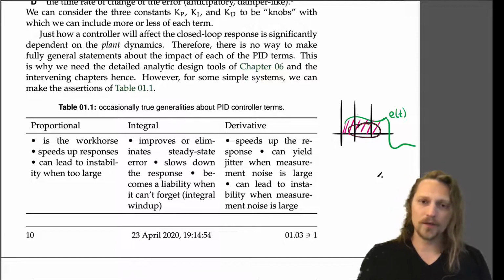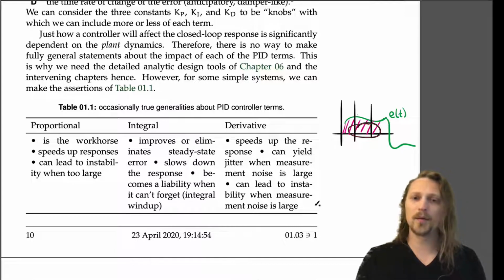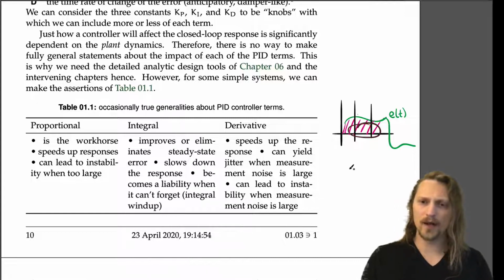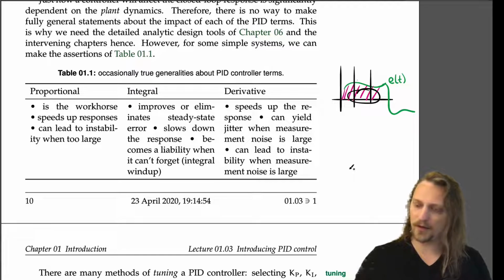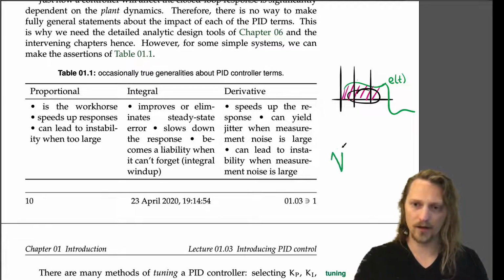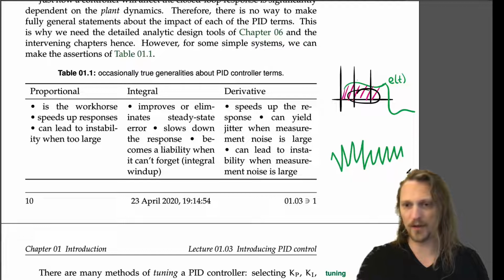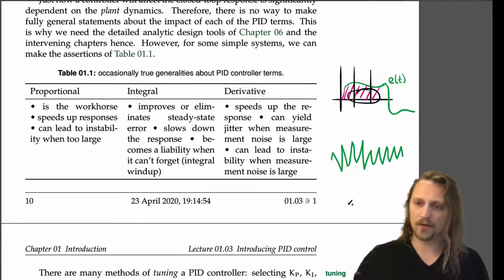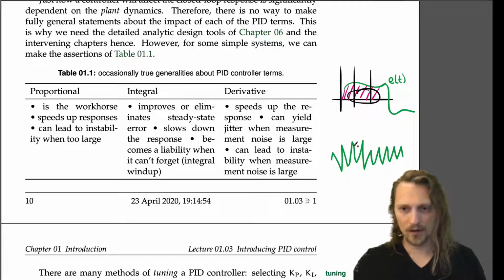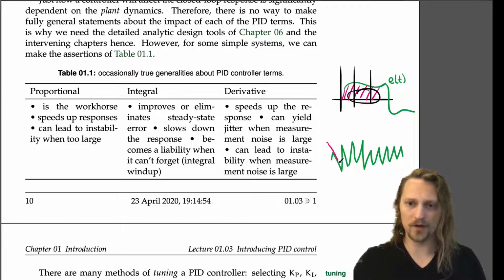The third term, the derivative term, tends to speed up the response. It can yield jitter when measurement noise is large. So you can imagine that if you have an error signal that is very jittery, very noisy, the derivative of this is going to wildly flip back and forth between a large negative number and a large positive number, the slope going from large negative to large positive.